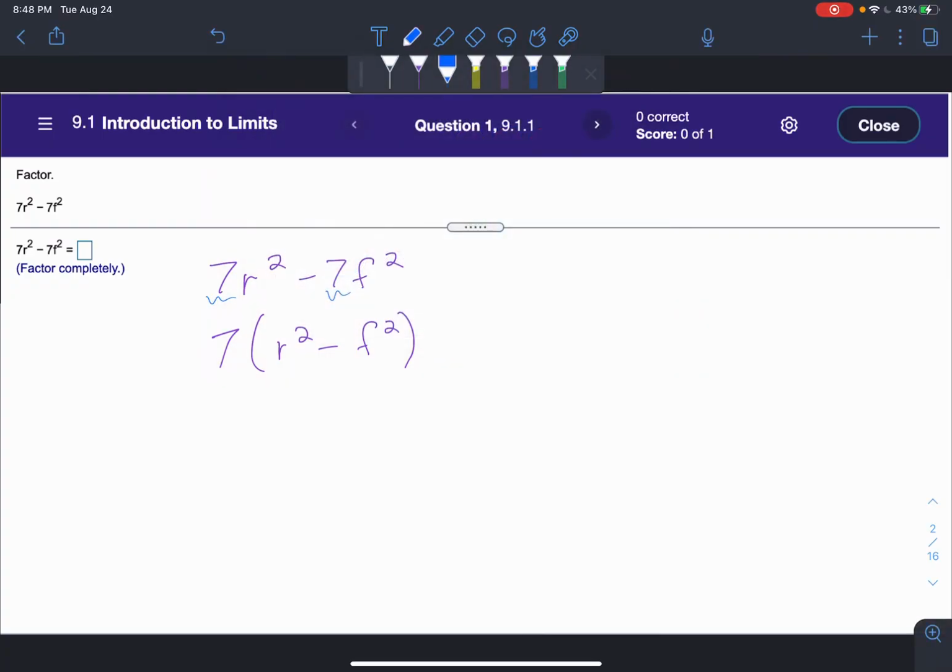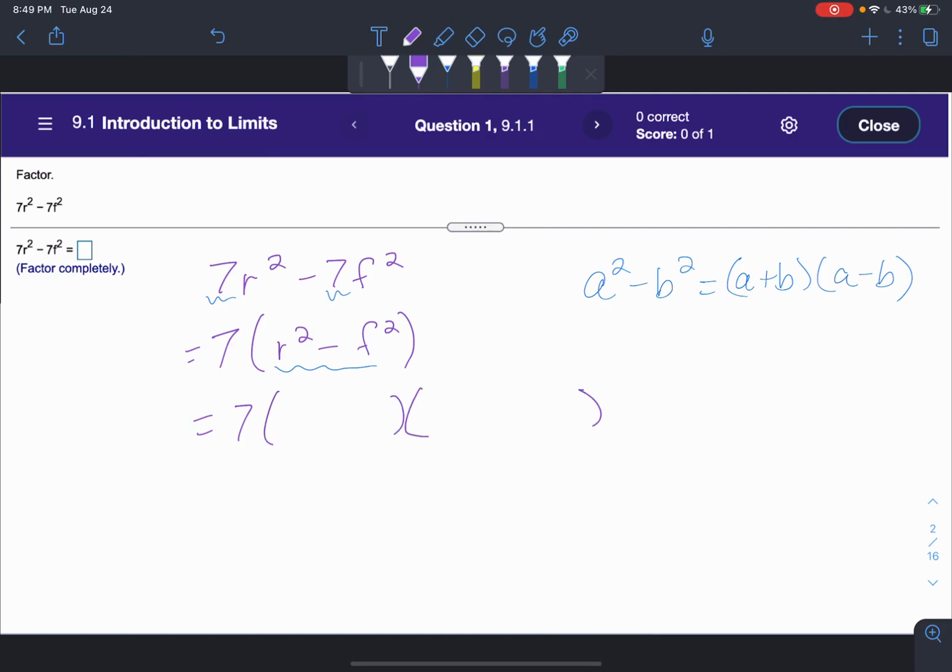This expression right here, r squared minus f squared, is called a difference of squares. Difference of squares factors like this in a general form: a plus b times a minus b. So using that form, we get 7 times r plus f and r minus f. And this is our factored form.